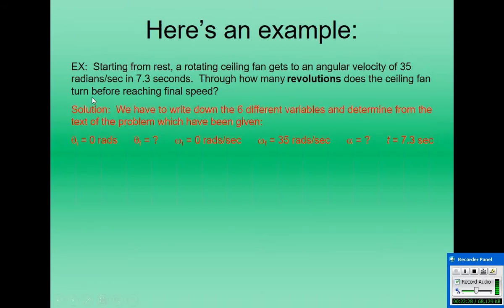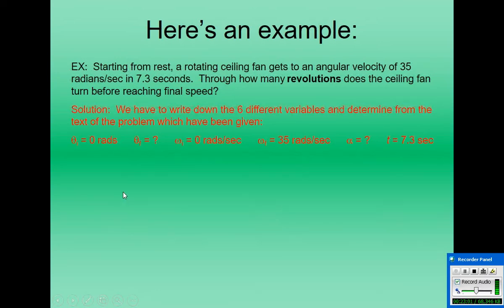We have 6 different variables. When in doubt, theta initial is 0, just like when in doubt, x initial is 0. Theta final, that's something that we want to find. The fact that it starts from rest tells me that omega initial is 0, and then we're told the final angular velocity is 35 radians per second over a time of 7.3 seconds, with alpha, the angular acceleration, also being unknown. Of the 6 variables, we know 4 of them.